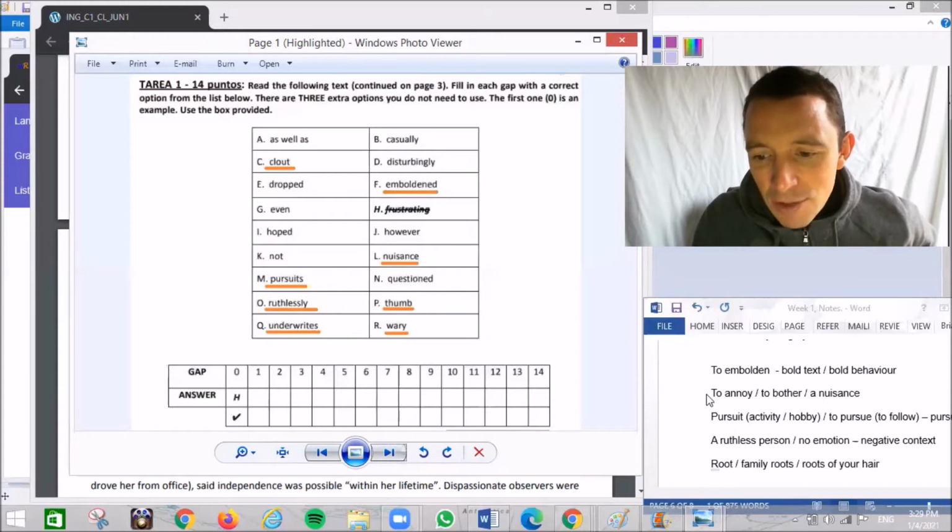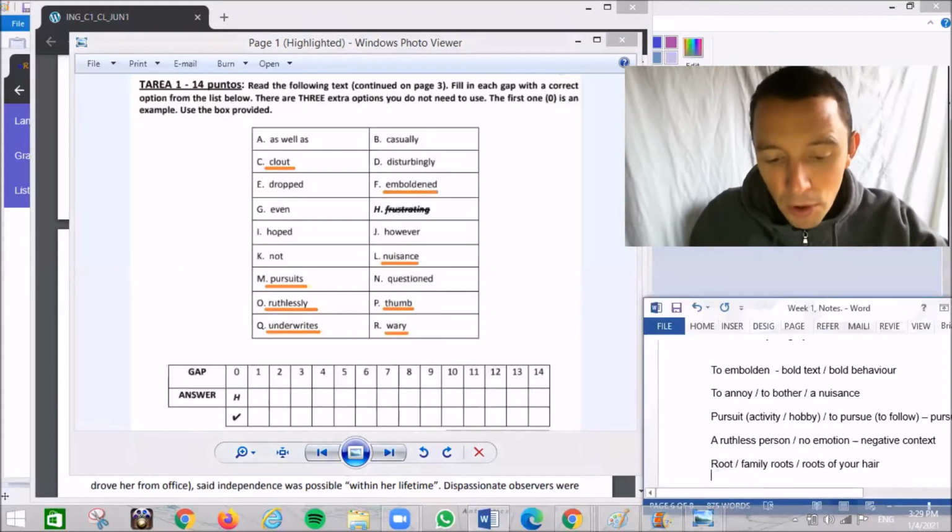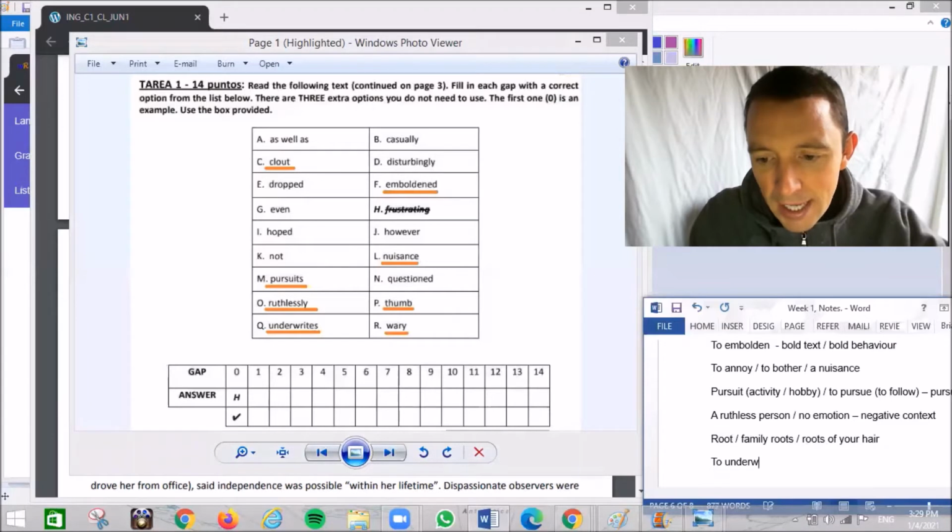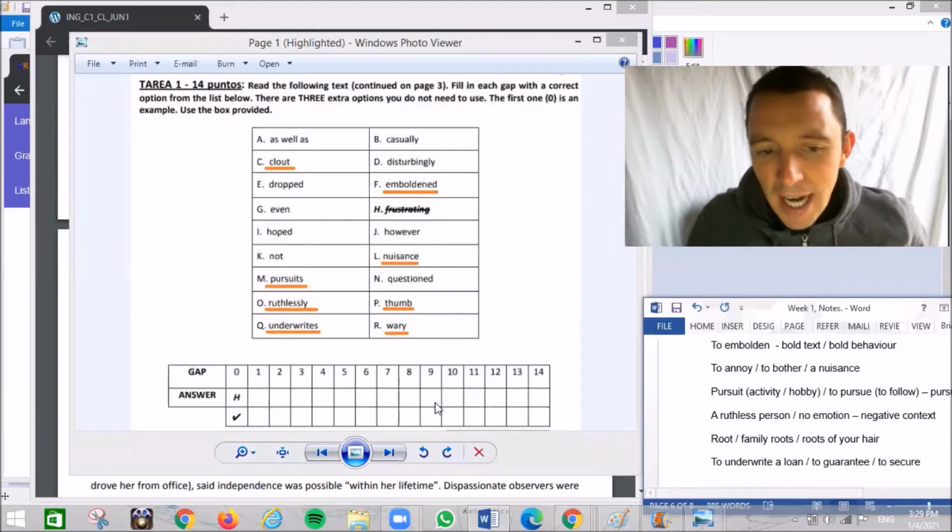Underwrite is related to insurance. If you underwrite a loan in the bank, un préstamo, it's like to secure or guarantee. So it's very similar to guarantee, I think is the best synonym, to secure or to guarantee.